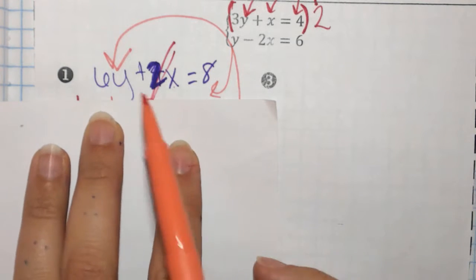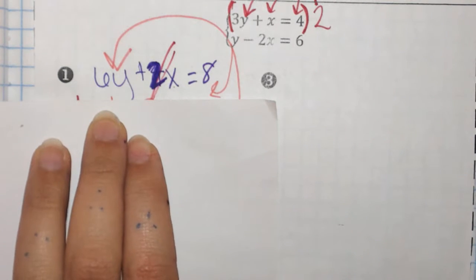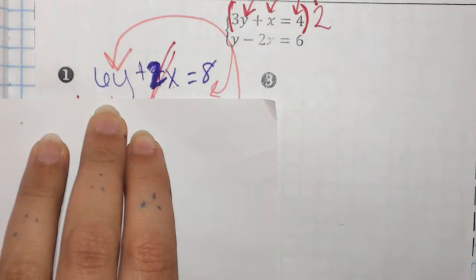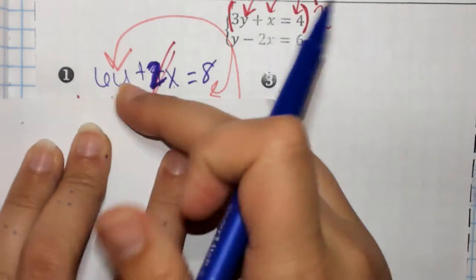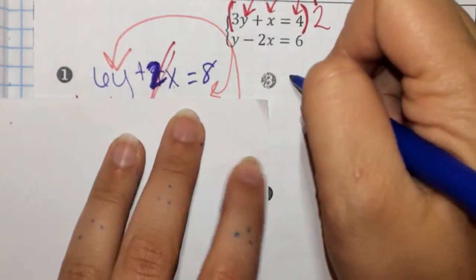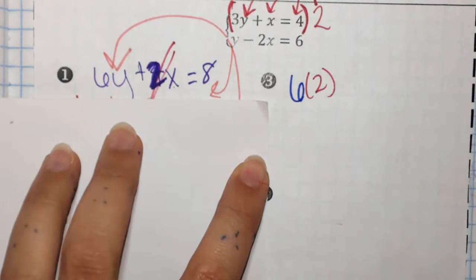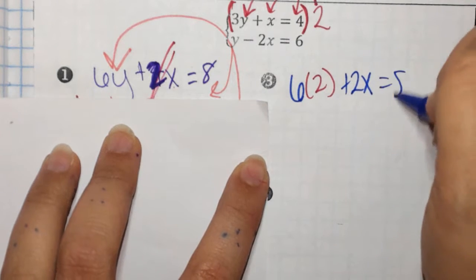Alright, so we are going to rewrite this equation, except we're going to replace y with what? 2. Are we going to get rid of that 6? No, because it's 6 y values. It's 6 Oreos. It's 6 rainbows. It's 6 of these guys. So how would I write my equation? 6 times 2, because that's what my y was, plus 2x equals 8. Awesome.